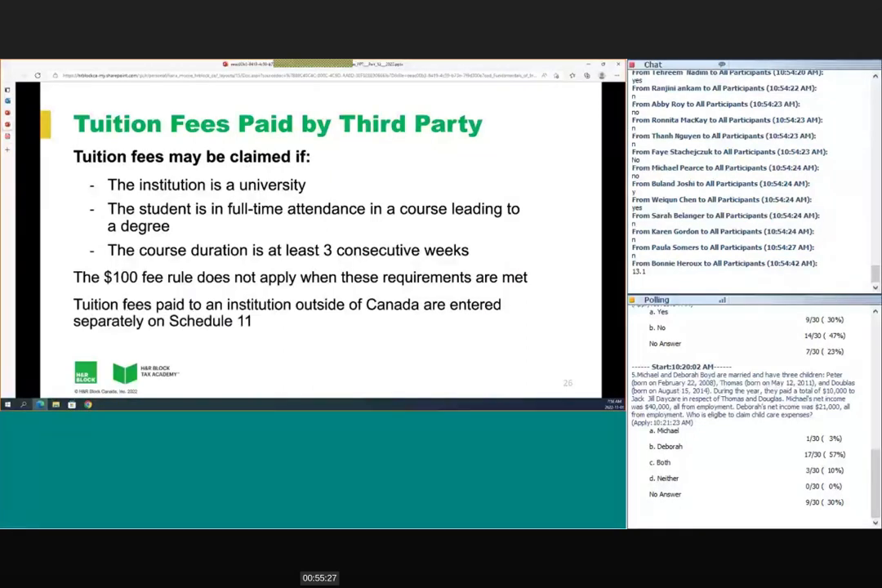Next comment. Certainly students go to institutions outside of Canada, and tuition fees may be claimed if the institution is a university and the student is in full-time attendance in a course leading to a degree, and the course duration is at least 3 weeks. The $100 fee rule in this case does not apply when these requirements are met. Tuition fees paid to an institution outside of Canada are entered separately on Schedule 11. There's a line on Schedule 11 for Canadian universities, and then there's one for foreign. So it's treated the same way, but it's just segregated.